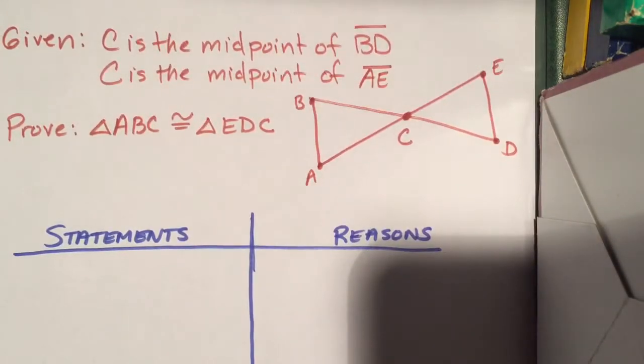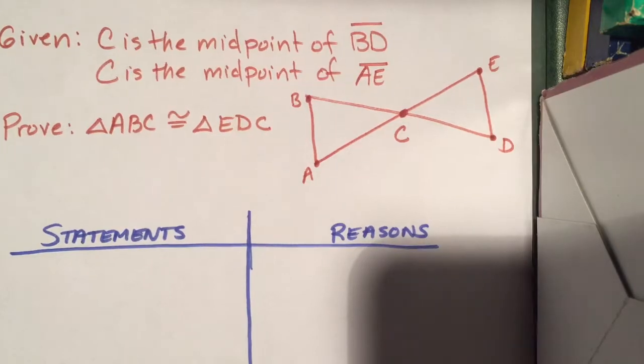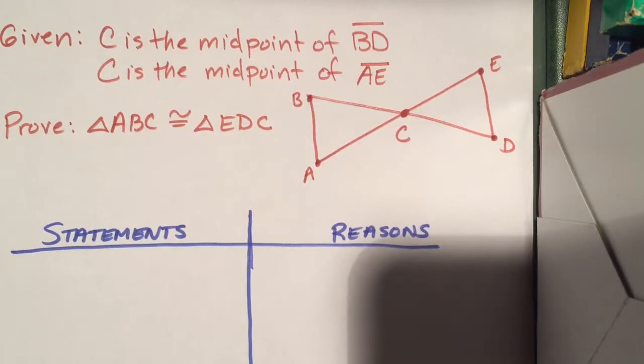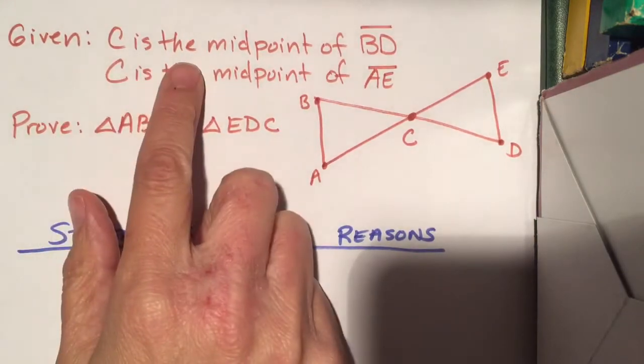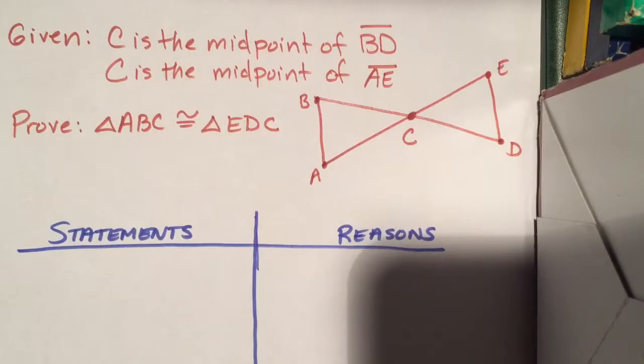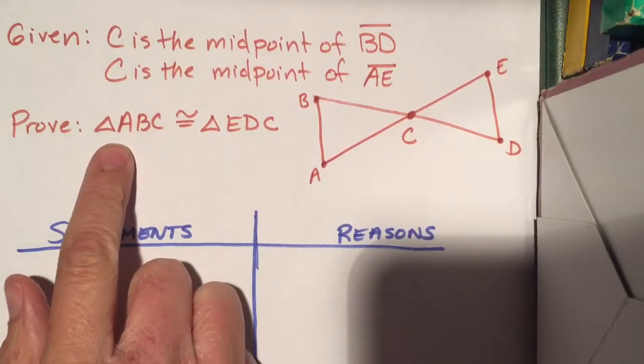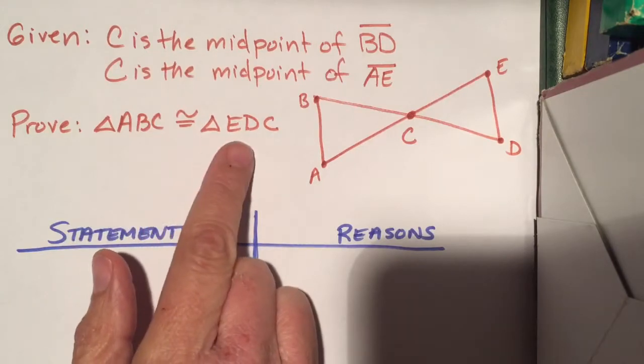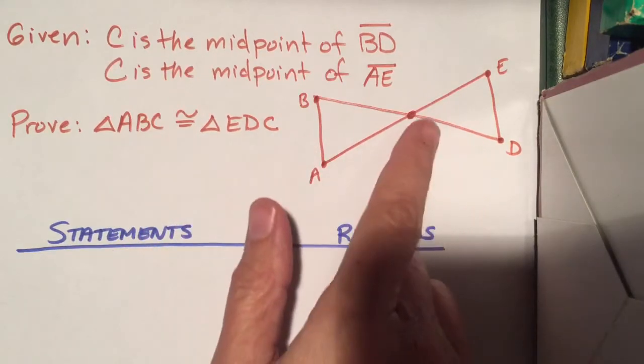Okay, so we're going to look at this particular proof. We're starting to prove that triangles are congruent. So what I'm going to do is look at these proofs here. And this first one I'm going to do, we're given that C is the midpoint of BD and that C is the midpoint of AE, and told to prove that triangle ABC is congruent to triangle EDC.